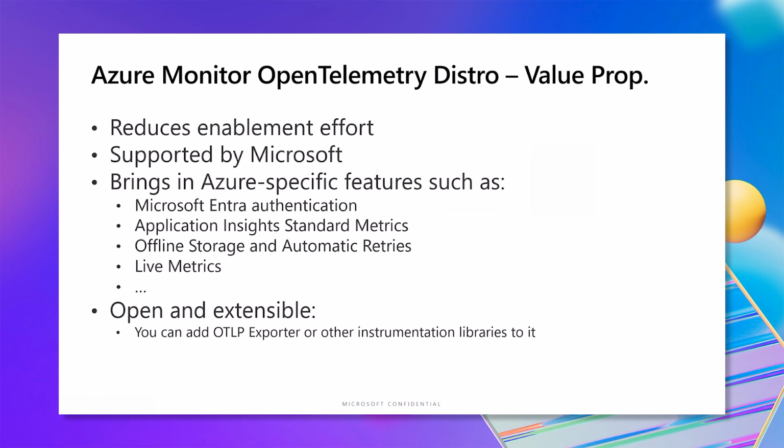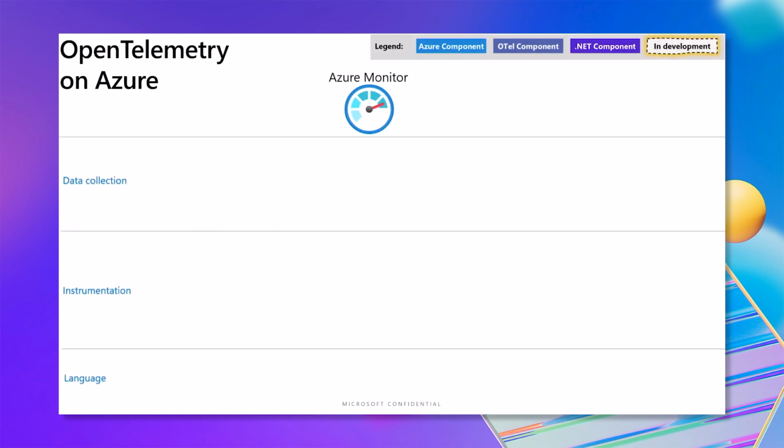The Azure Monitor OpenTelemetry distro includes the basic capabilities from the OpenTelemetry package: logs, metrics, and traces. It is designed and tested to ensure enterprise readiness and a first-class experience on Azure. It also includes Azure-specific capabilities not available in OpenTelemetry, such as a reduced enablement effort being supported by Microsoft, as well as Azure-specific features such as Microsoft Entra authentication, Application Insights Standard Metrics, offline storage, and more.